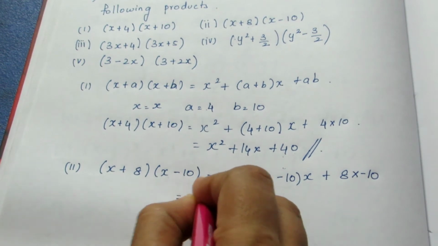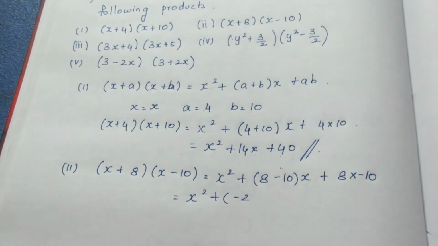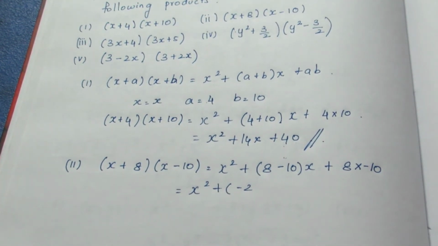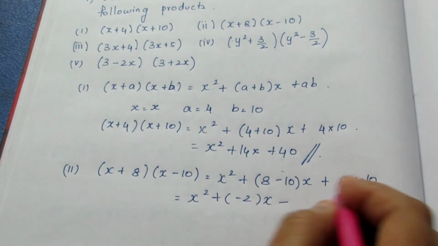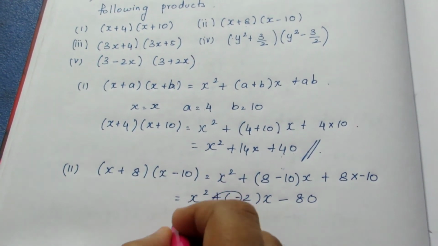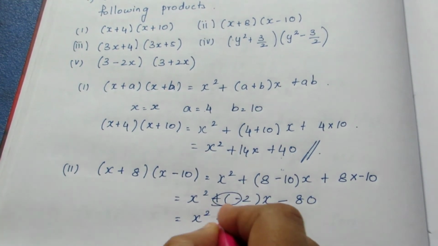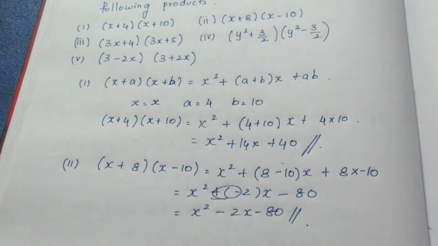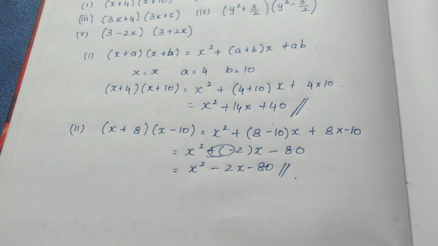Now this becomes x square, and 8 plus minus 10 is minus 2. Plus minus we need to subtract and put the greater number's sign. The greater number's sign here is minus. So minus 2 into x. Plus into minus, 8 tens are 80. Solve the sign. There should be only one sign for a number. So x square minus 2x minus 80 will be the final answer for the sum. Further we can't solve it, so leave it. Now we'll move on to the third one.